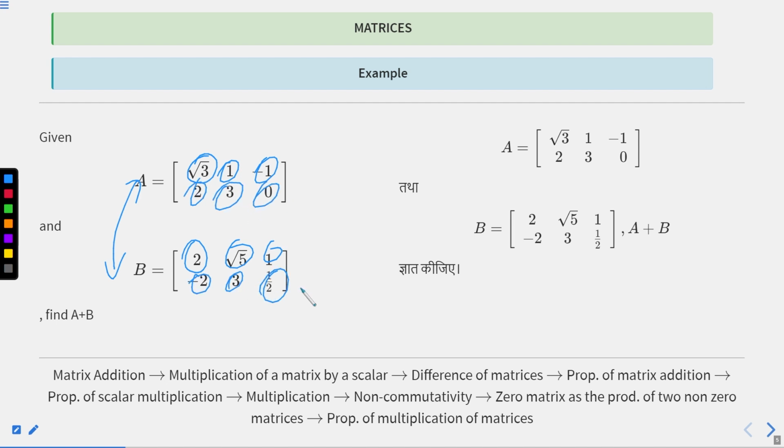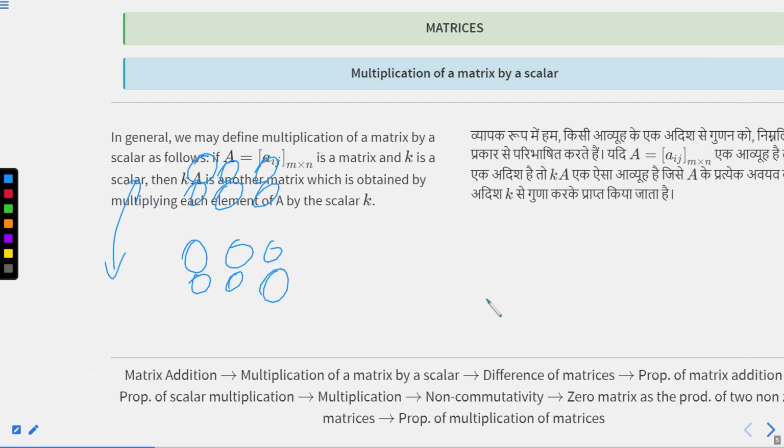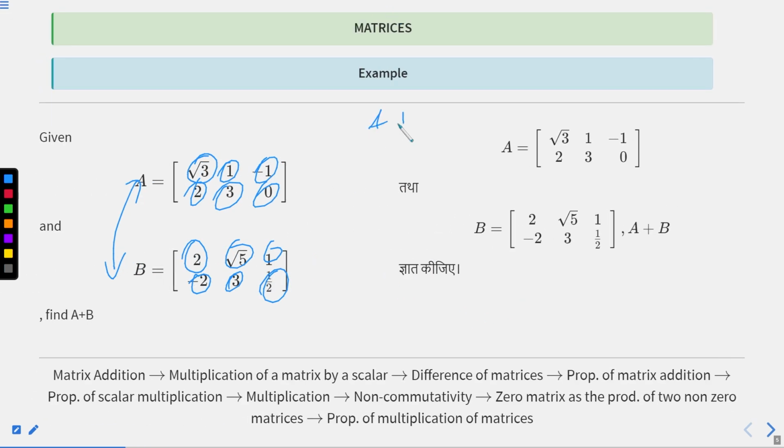The same thing will happen for the difference also. The difference a minus b will be written as the combination of the sum and the minus b thing. What is this minus b thing? It is nothing but the scalar multiple of b with -1.